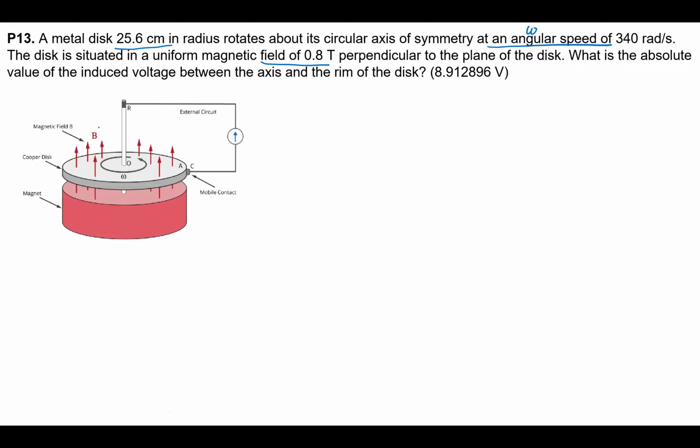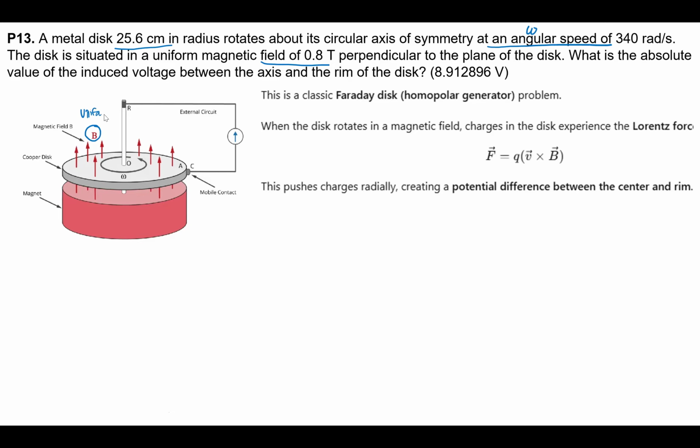This magnetic field is uniform and constant. And then what is asked is: what is the absolute value of the induced voltage between the axis and the circumference, the rim? So they are trying to find out what is the voltage between the rim and the center. Okay, like this. They want to find out the voltage here.